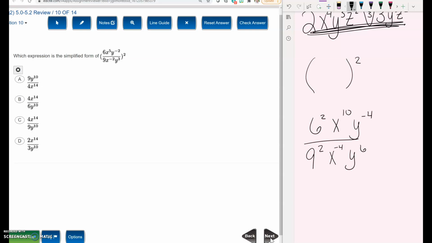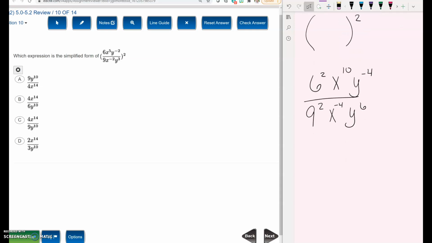Now this one is multiple choice, so you can use a few tricks to help you get your answer a little bit faster. 6 squared is 36, 9 squared is 81. If you simplify the fraction 36 over 81, you get the fraction 4/9. Look at your answer choices. Only one of them has a 4 on top and a 9 on the bottom.